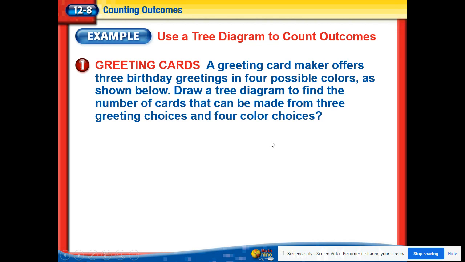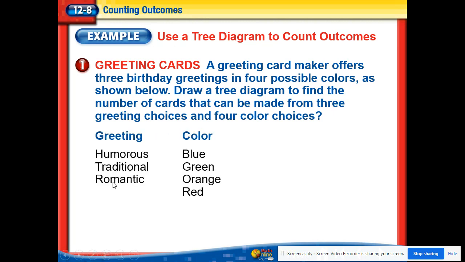A greeting card maker offers three birthday greetings on four possible colors, as shown below. And we're going to do a tree diagram to find out the number of cards that can be made from these choices. So the greetings can either be humorous, traditional, or romantic, and the colors are either blue, green, orange, or red. Well, how do we do a tree diagram?